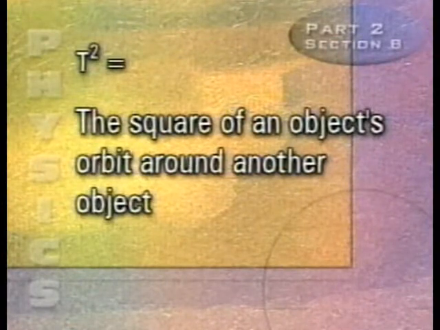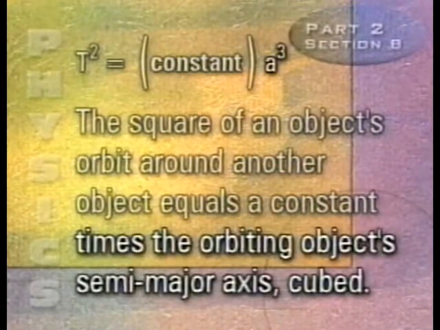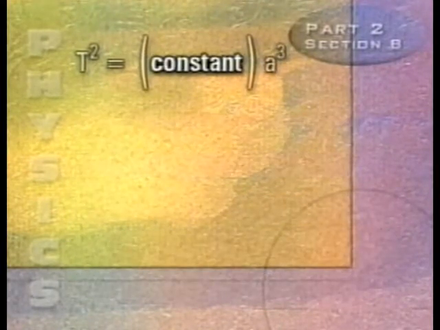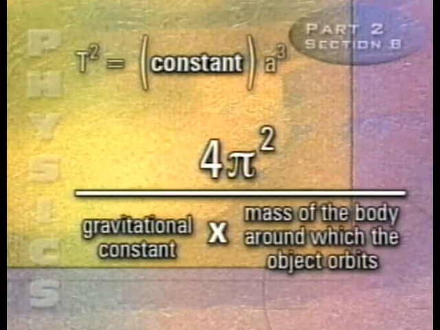So Kepler's third law states that the square of an object's orbital period around another object equals a constant times the orbiting object's semi-major axis cubed. We can write this as an equation where the constant has been found to be 4 pi squared over the gravitational constant times the mass of the body around which the object orbits.